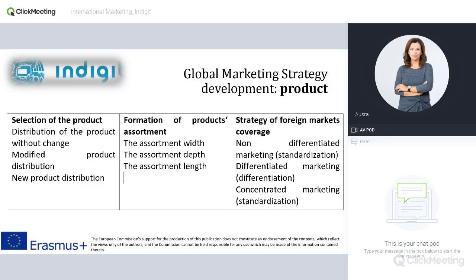An SME could propose the product without change, could modify it, or even create a new one. Also, the SME should think about the width, depth, and length of a product assortment. Based on the competitive strategy, the SME should select a strategy that is to standardize or differentiate the product.